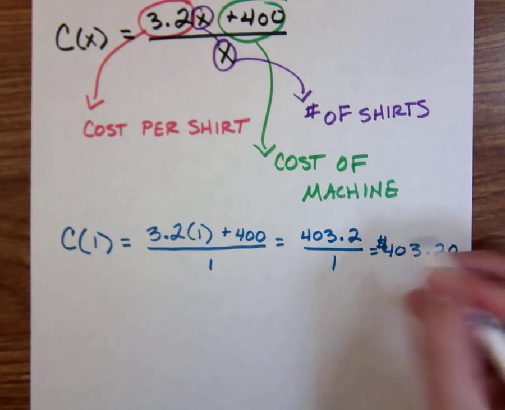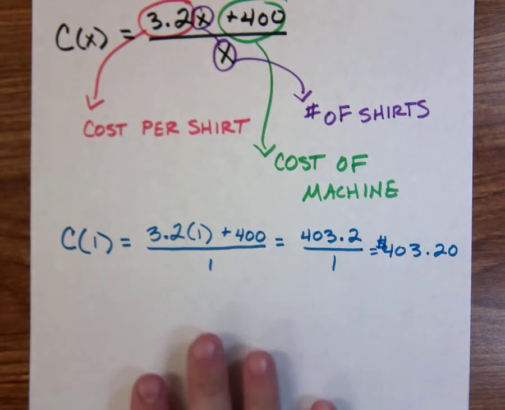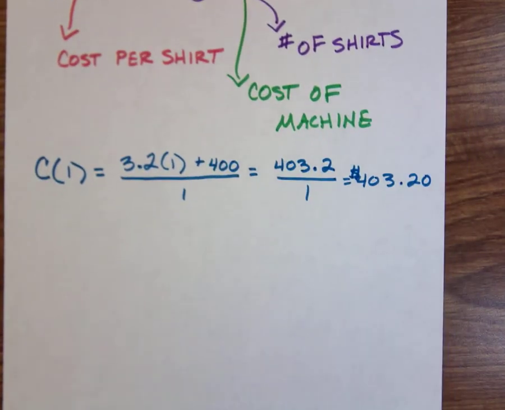$403.20. So if you open a screen printing business, you buy the machine, and I come in and order one shirt, it costs you, the business owner, $403.20 to make my shirt. Should definitely cost more than $3.20 for a shirt. No. We're not saying how much you're charging me. You're not going to charge me $403.20 because I'm not buying it. You're going to charge me $10 or $12 because that's how much a person will pay for a shirt. This is how much it cost your business. It cost you $3.20 in supplies plus the $400 it cost you to make the machine.